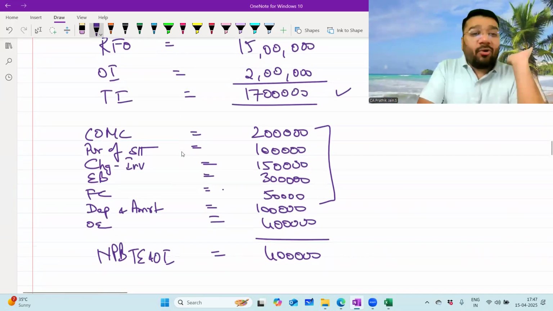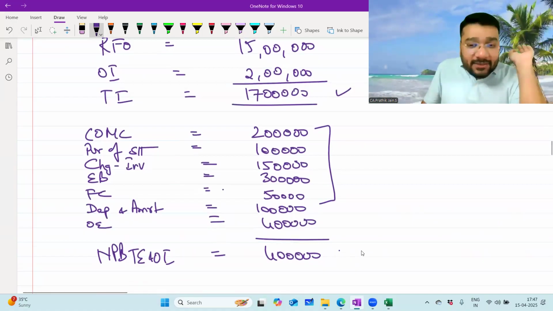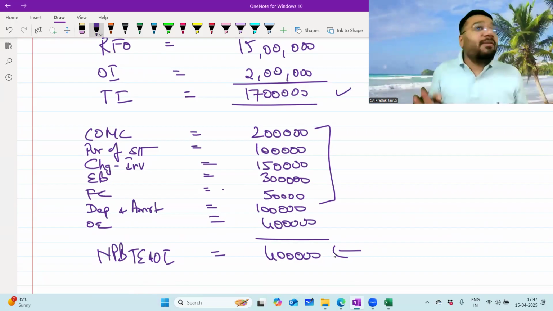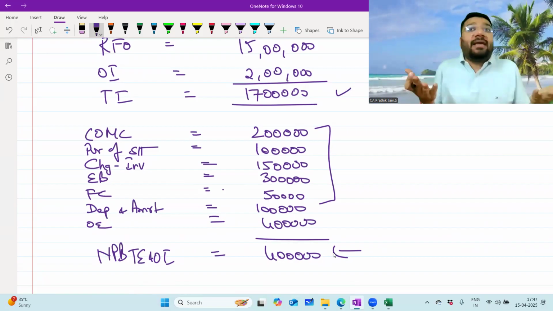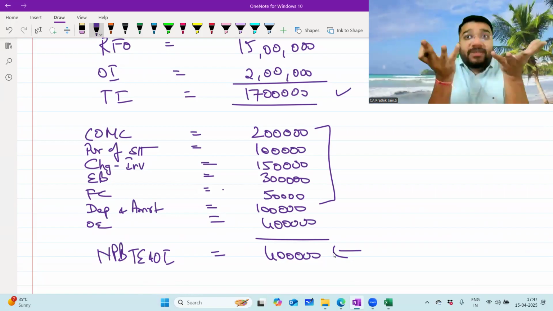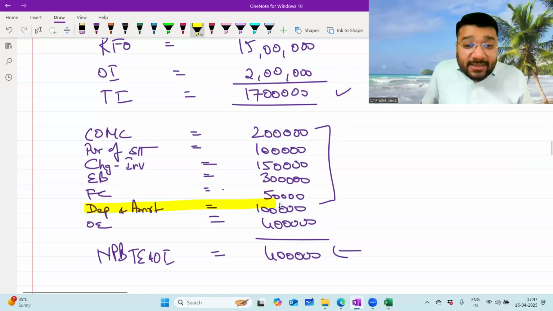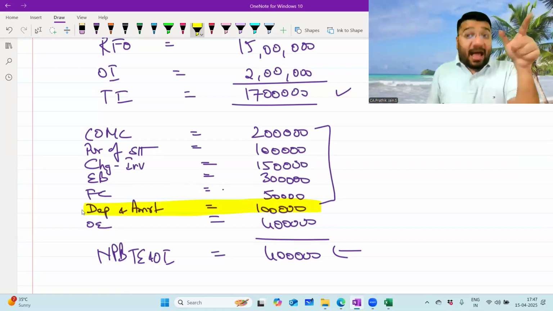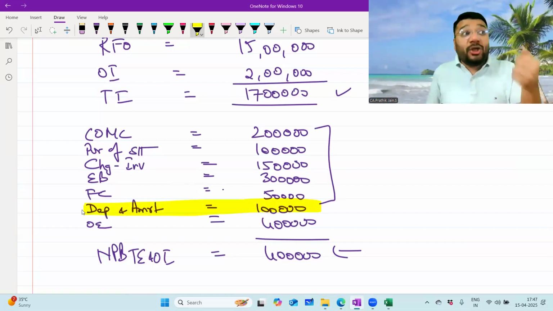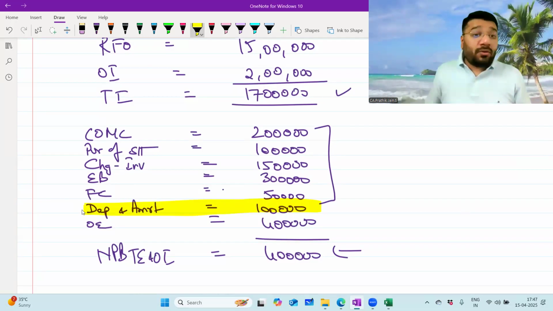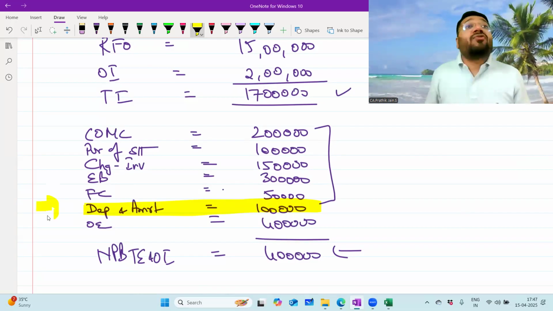Now, I'm telling you, this 4 lakh is not the purest form of the cash profit. In this, adulteration is done. If I don't give you any other information, which item is very clearly visible to your eyes as non-cash? Depreciation and amortization. 1 lakh rupees you have subtracted as if an expenditure has happened. But for that, did you pay any money? Did any outflow of money happen? So, can I consider this item for cash flow purpose?